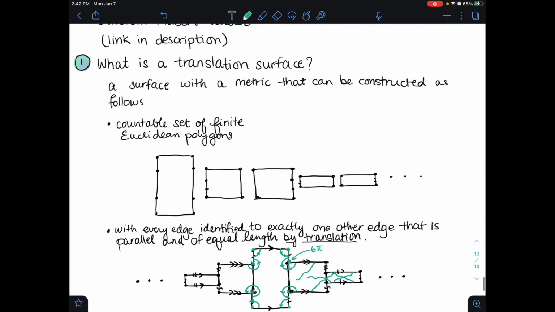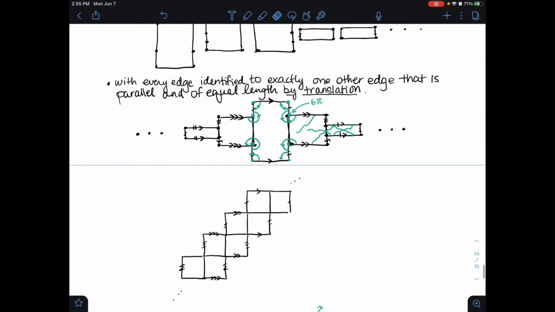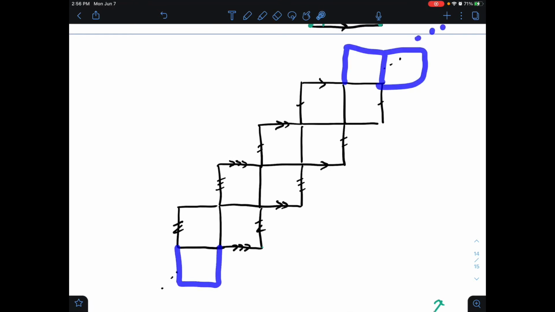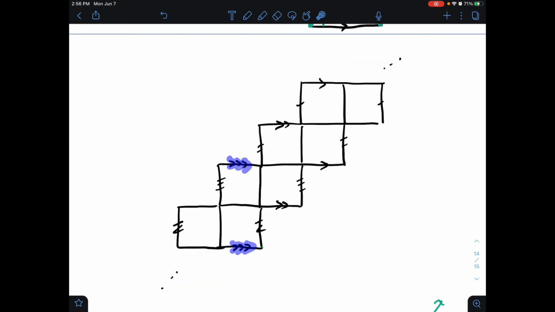All right, let's look at another example of how you might glue together infinitely many finite Euclidean polygons in this way. So imagine I have these squares glued together in this way, and it continues like this, like I've shown. And horizontal edges that are vertically aligned are identified together, and vertical edges that are horizontally aligned are identified together. And let's take a look at one of these vertices. And again, we'll go for a walk around the vertex. This time we'll go clockwise just to change things up. Okay, so here we go.